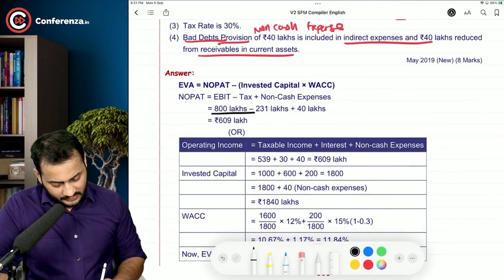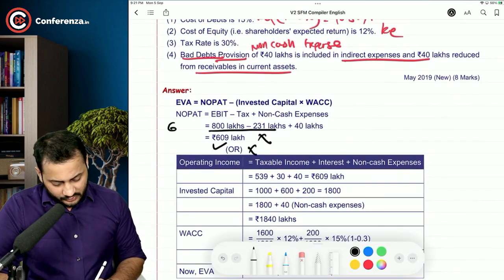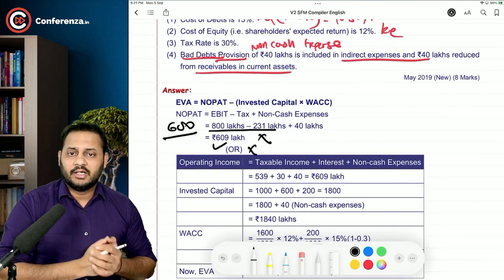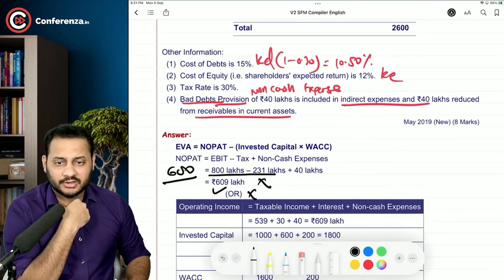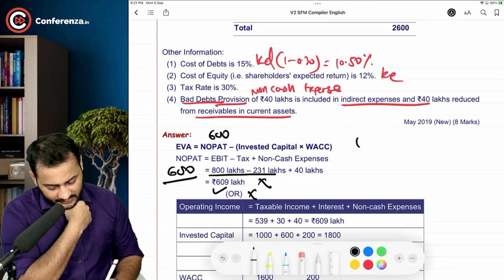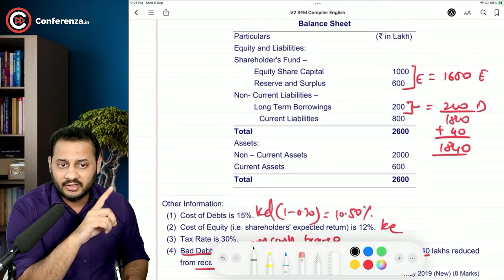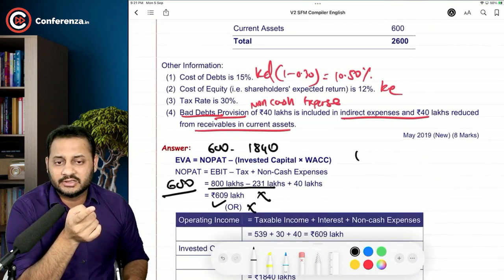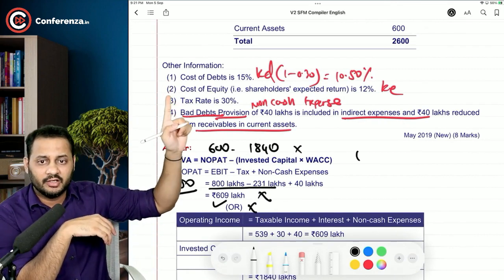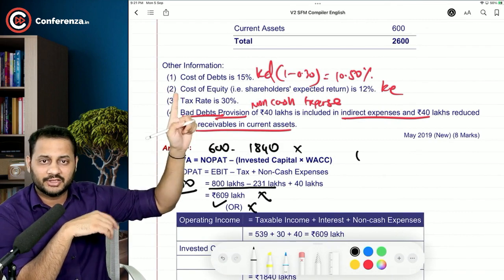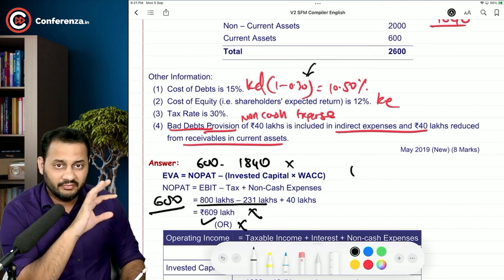See, this is a wrong treatment. 609 is wrong according to me. So according to my answer, it's 600, and we have to calculate the EVA, right? So what is the total? This is EVA. So we have calculated 600 minus, what is the invested capital? We will take it as 1840. 1800 plus 40 lakhs of the non-cash treatment. And now is the time to calculate WACC. We have the cost of debt, we have the cost of equity as well. Both of them have to be taken after tax. After tax. So taking this does not mean we are saving the tax.